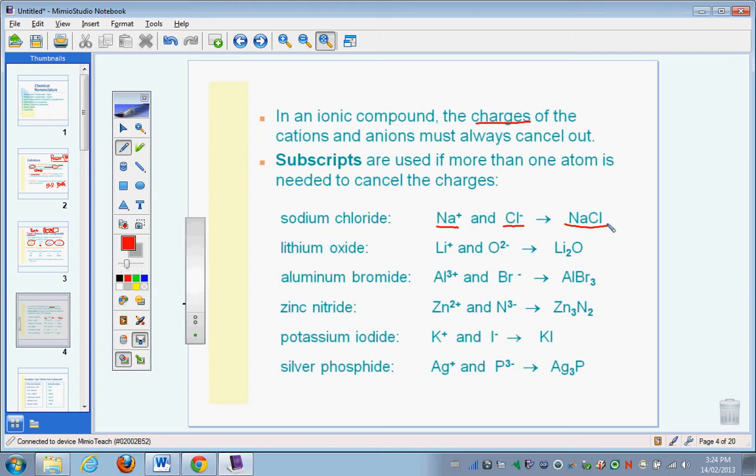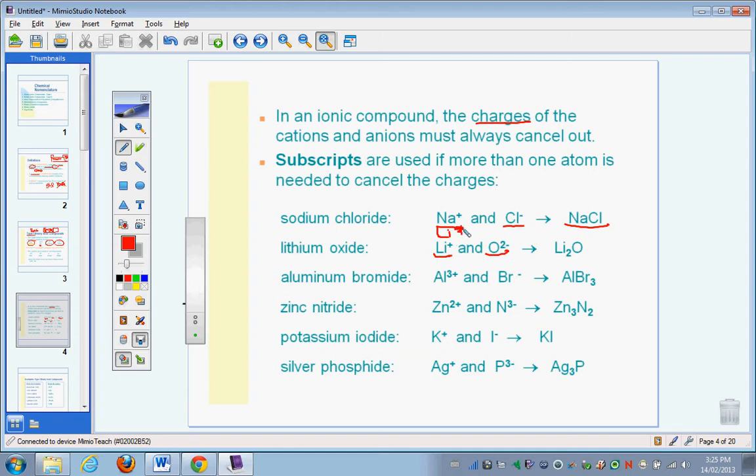Lithium oxide, though, does not work quite so simple. Lithium is plus 1, oxide is 2 minus, they don't cancel out. Because they don't cancel out, we have to do this. If lithium is plus 1, instead of just 1 lithium ion, we're going to need 2 lithium ions.